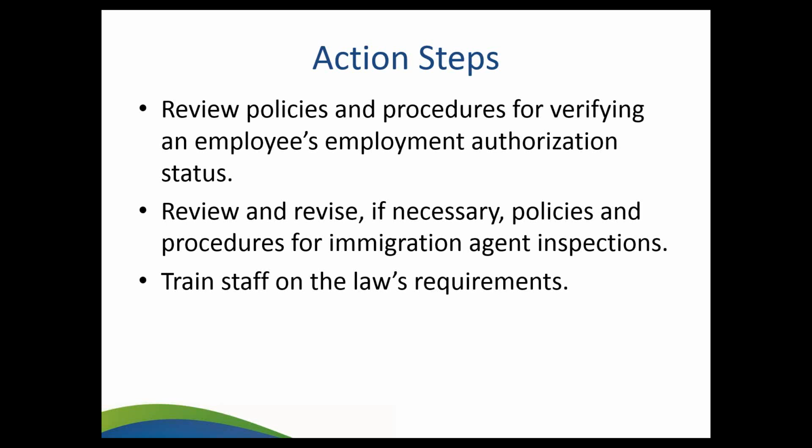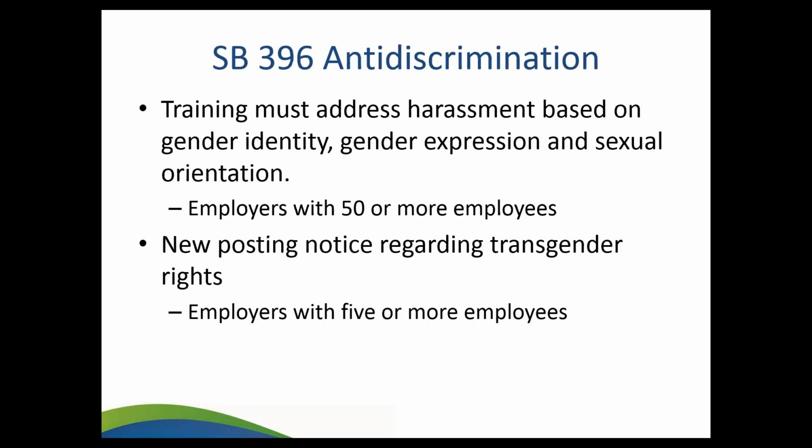Great. So next up is SB 396, anti-discrimination. As most California employers already know, the Fair Employment and Housing Act requires employers with 50 or more employees to provide at least 2 hours of sexual harassment training and education to all supervisory employees within 6 months of their assumption of that supervisory position and once every 2 years. This new law requires those covered employers to include as a component of that training and education training based on gender identity, gender expression, and sexual orientation. So it's just expanding what has to be included in the training.